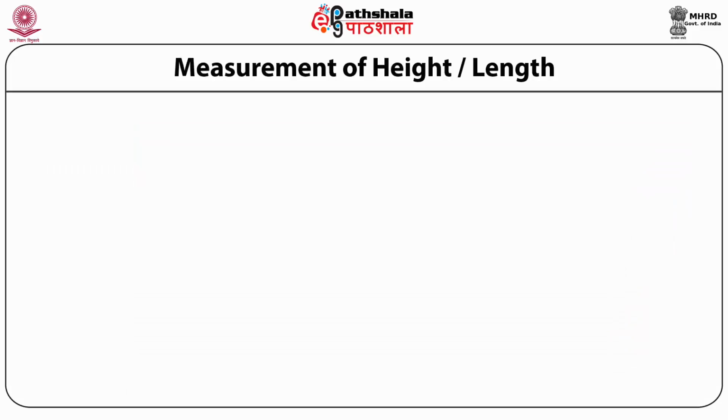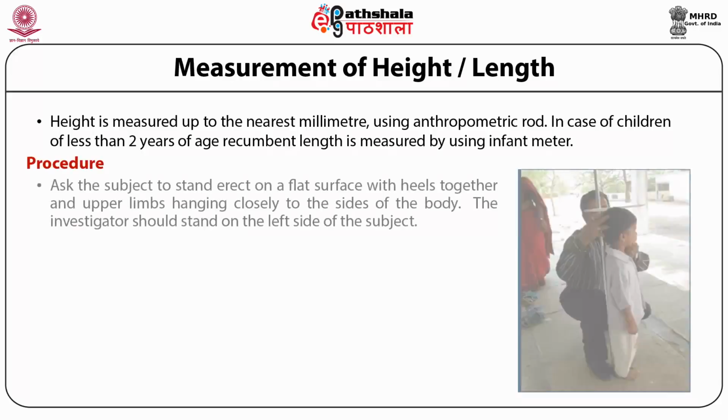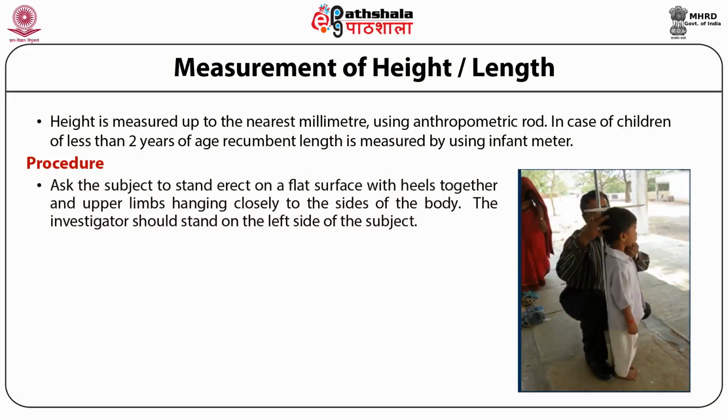Measurement of height or length. Height is measured up to the nearest millimeter using an anthropometric rod. In case of children of less than 2 years of age, recumbent length is measured by using an infantometer. Now, what is the procedure? We ask the subject to stand erect on a flat surface with heels together and upper limbs hanging closely to the sides of the body.